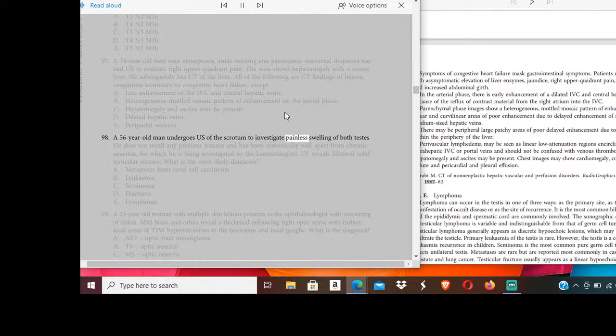Scrotum to investigate painless swelling of both testes. He does not recall any previous trauma, and has been systemically well apart from chronic anemia, for which he is being investigated by the hematologists. US reveals bilateral solid testicular masses. What is the most likely diagnosis? A. Metastases from renal cell carcinoma. B. Leukemia. C. Seminoma. D. Fractures. E. Lymphoma.